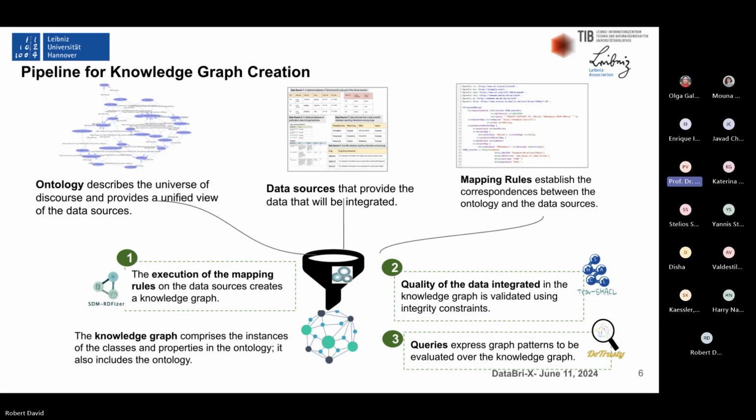On one hand, we have the SDM-Genesis artificer, the one that executes the mappings on the data sources in order to populate the ontology, but also lets us validate the quality of the data that have been integrated in this knowledge graph. We are also able to write queries, and these queries are not only over one knowledge graph, but also over several knowledge graphs, so that we can operate over the integration of the knowledge graphs with this query engine, which in this case is called Trusty.